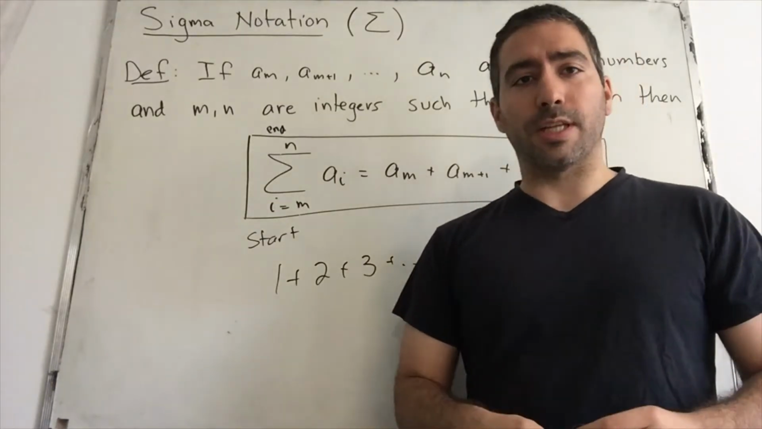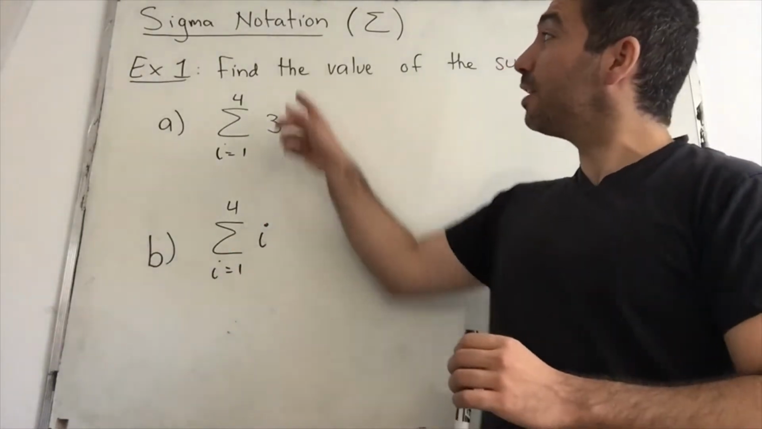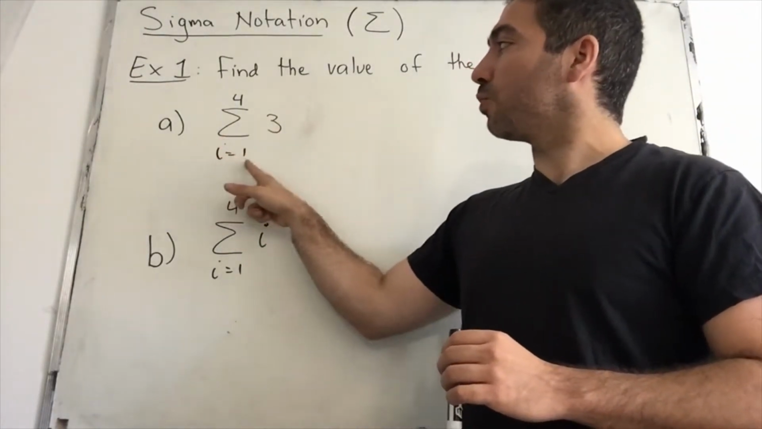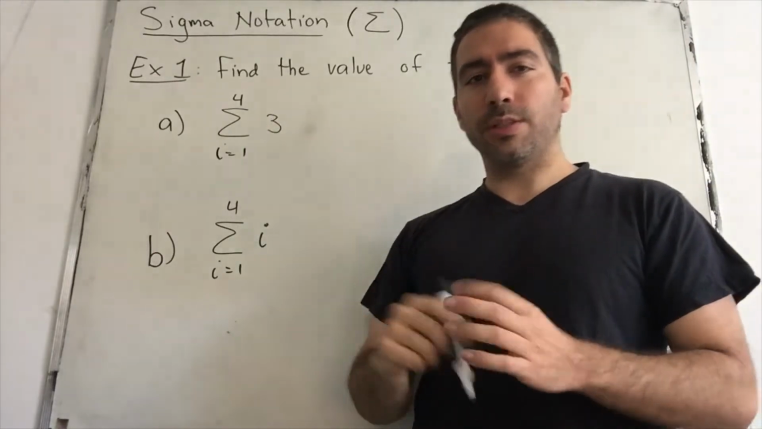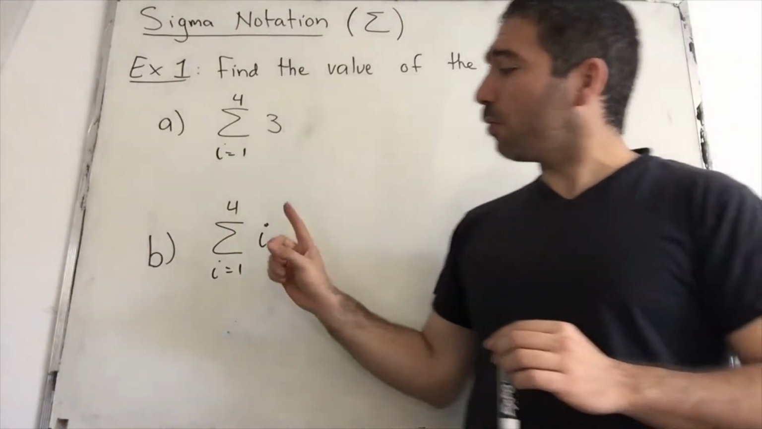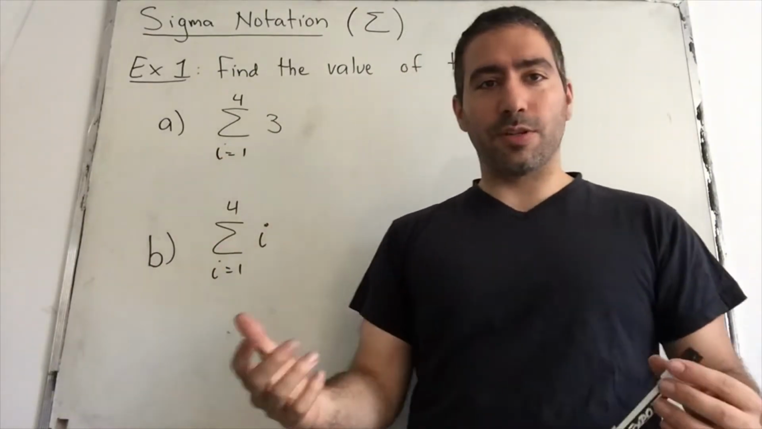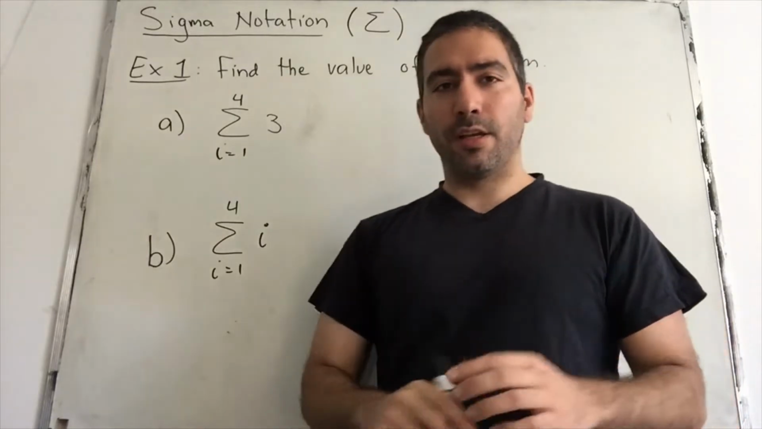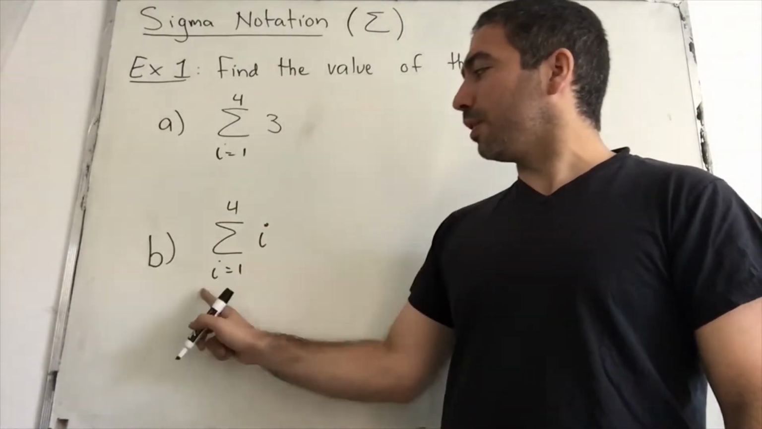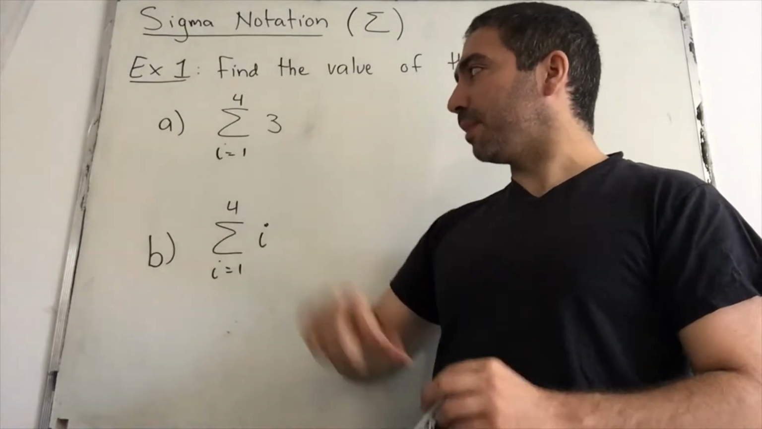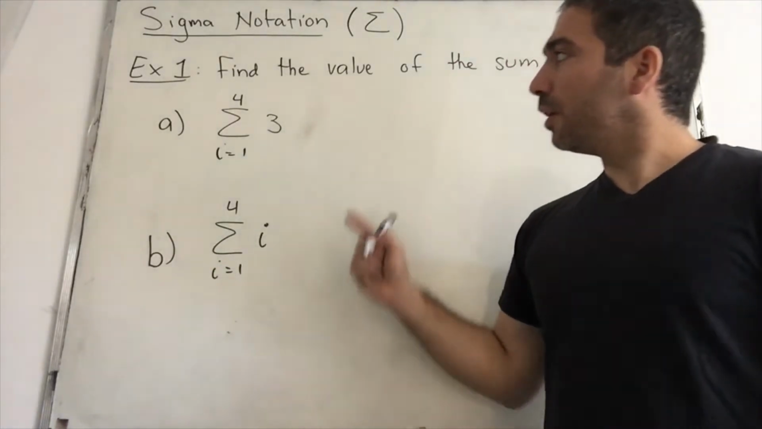So let's look at a couple of examples. In this first example, it says to find the value of the sum. Let's start off with part A. We have the sum from i equals 1 to 4 of 3. Let's go ahead and find the value of the summation. Another thing I want to mention is that I'm using the letter i. You don't have to use the letter i. You can use any parameter you want. Typically we use i, j, and k, sometimes n, but it really depends on the book you're reading. I'm typically going to use i, okay?